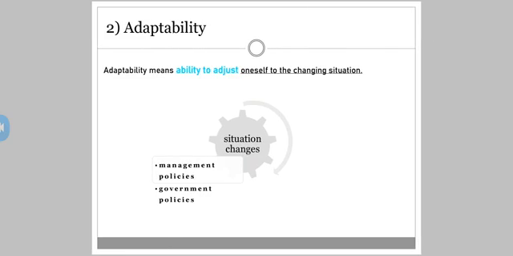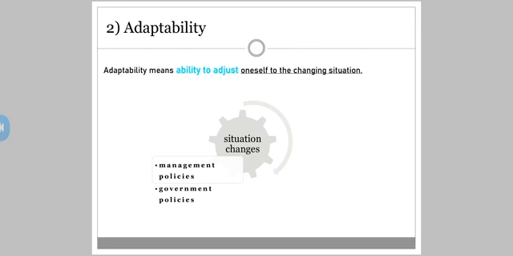Coming to the second quality, adaptability. What is adaptability? Adaptability means ability to adjust. Ability is nothing but a skill, your power to adjust oneself to changing situations. Whenever the situation changes in an organization, a person being a secretary should change himself or herself.